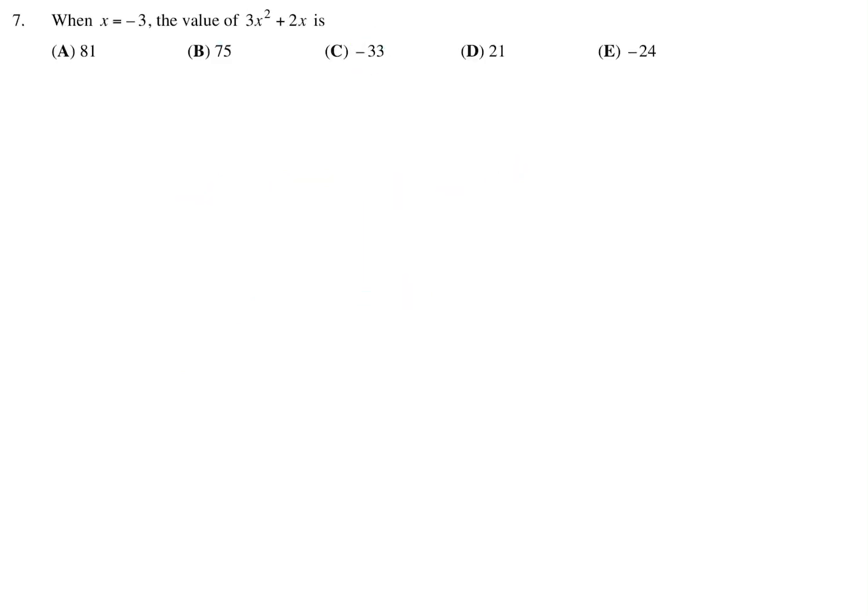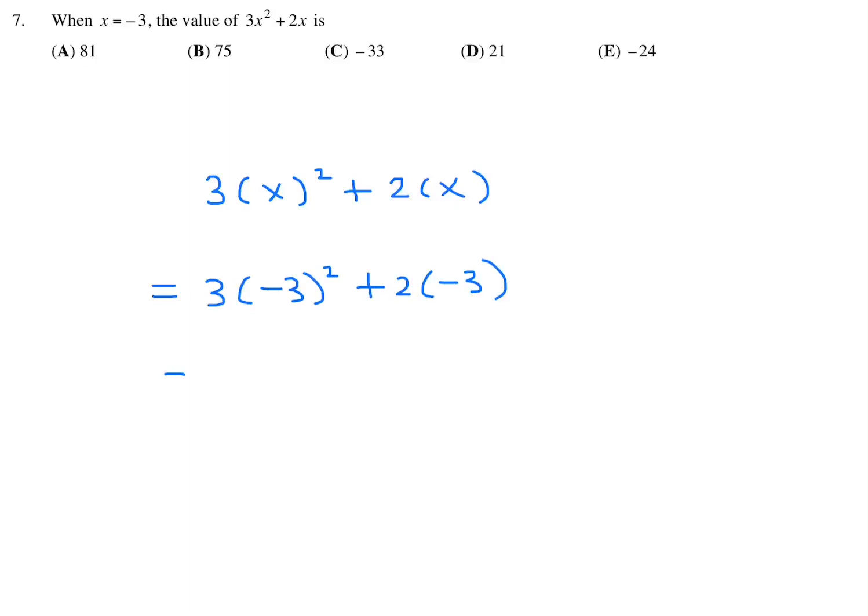If x is equal to minus 3, the value of 3x squared plus 2x is. So 3x squared plus 2x, substitute in negative 3, and you'll get the following. And then just do the math here. Negative 3 squared is 9. And then 2 times negative 3 is negative 6. 3 times 9, 27, minus 6, and that is, of course, 21. So number 7, the answer is D.